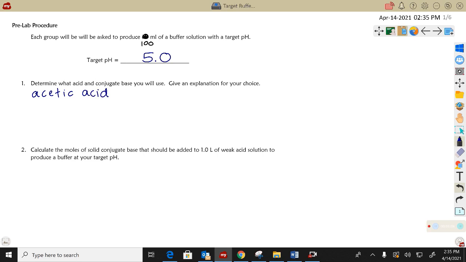We can make a buffer with citric acid, and its conjugate base would come from sodium citrate. Or I can use carbonic acid, and then its conjugate base would come from sodium bicarbonate. So here are the 3 choices. Now, on the front side of this lab sheet, we're also given Ka values for these acids.